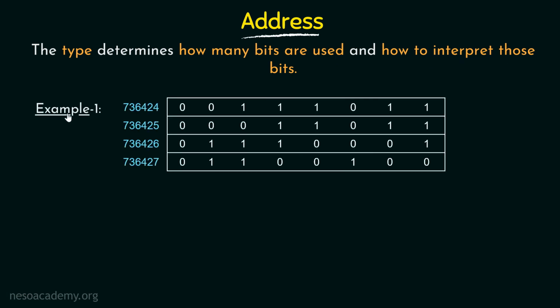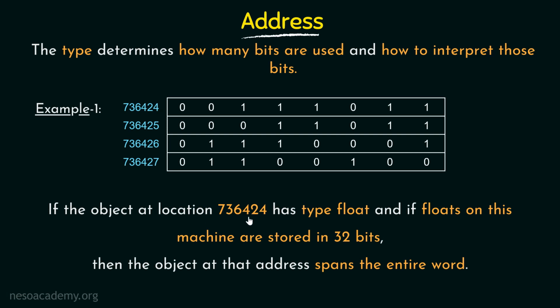So let's take an example here. This is the same table that we have seen in the previous slide. And here, if the object at location 736424 has type float, and if floats on this machine are stored in 32 bits, then the object at that address spans the entire word. Now, what do we mean by this? Let's see. We are considering the object at location 736424. So where is 736424? It is here. That means we are considering the start of the address as this one.